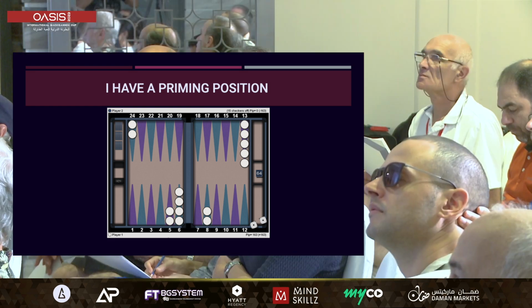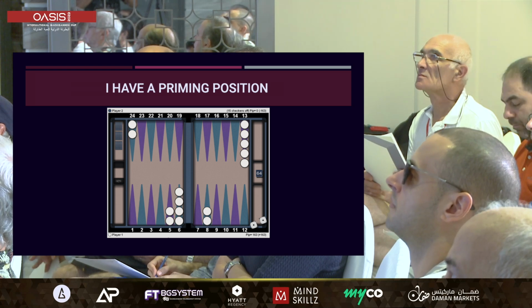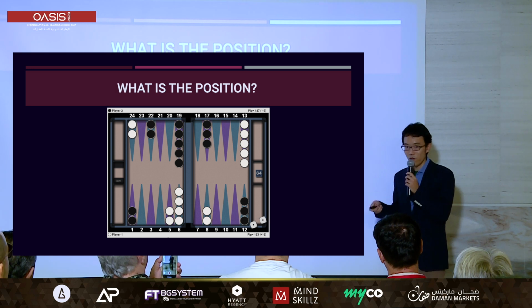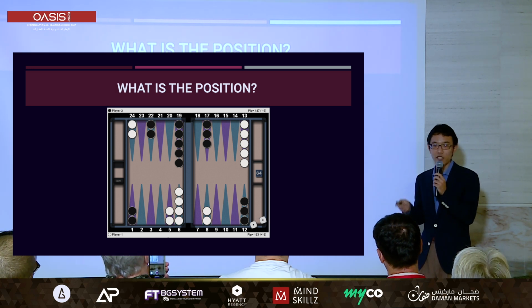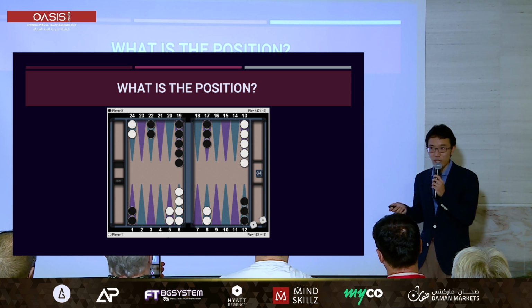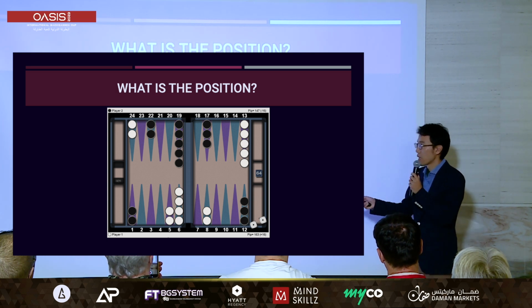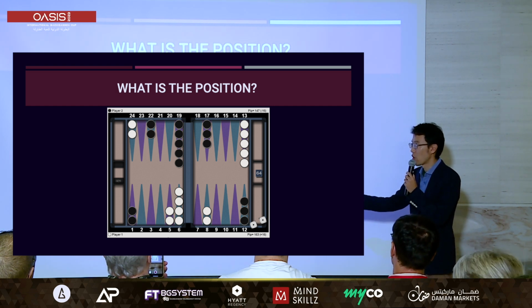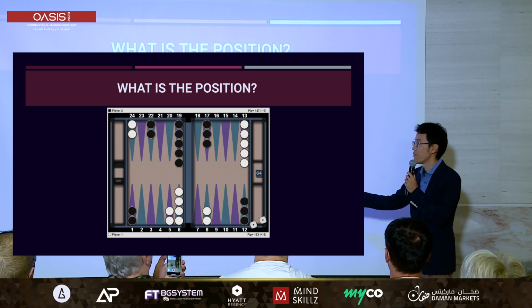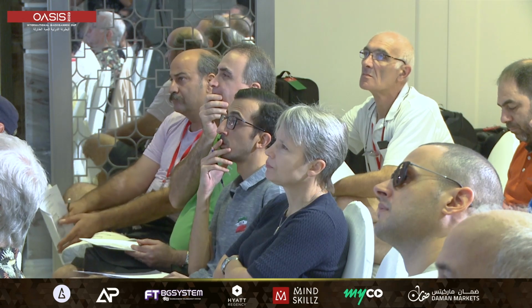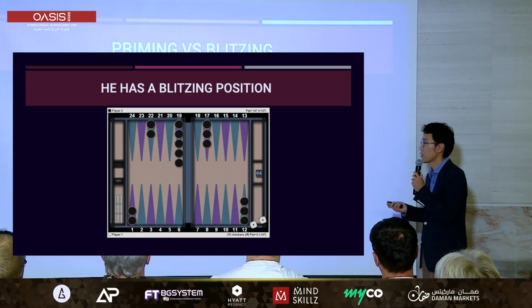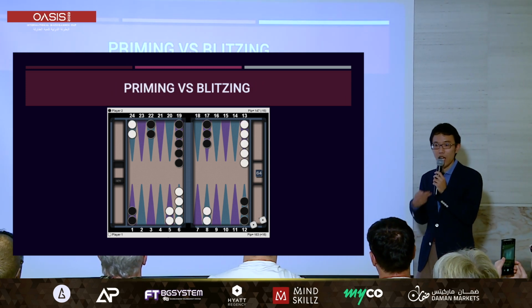And what about the black? Blitz. Yes, it's a very typical blitzing position. Easy to remember: if you or your opponent roll double 5 in the beginning, it's going to be a blitzing position. So here the 6 point is stacked, the 3 point is already made, the 3 point is already too deep, and it's very difficult to fill up 4, 5, 7. So I have a priming position. He has a blitzing position. Priming versus blitzing. I have prime, he has blitz.